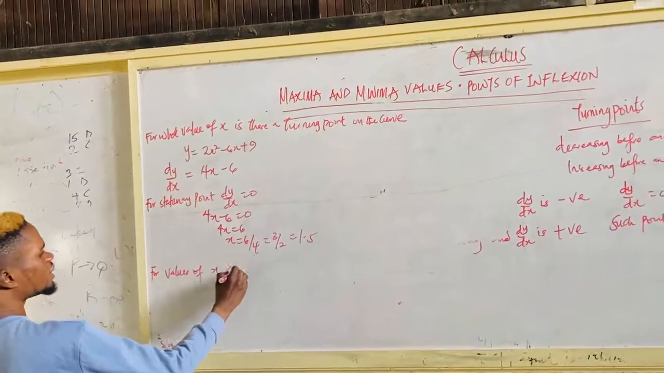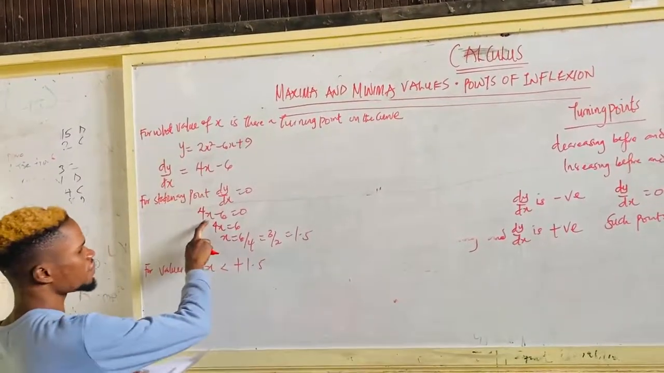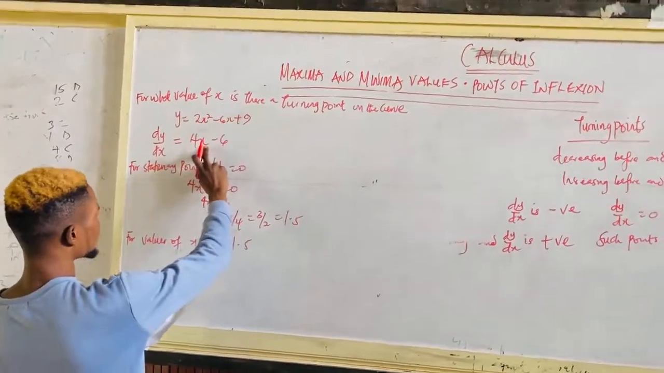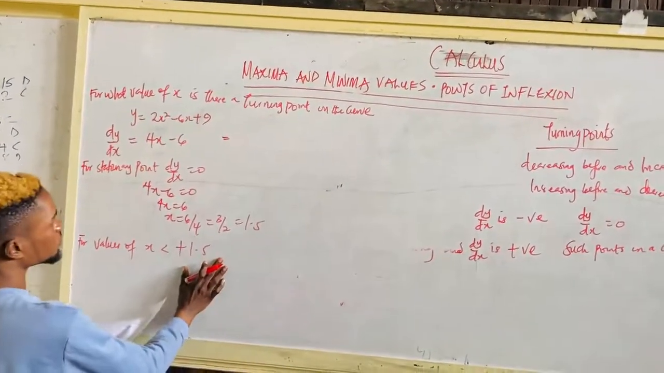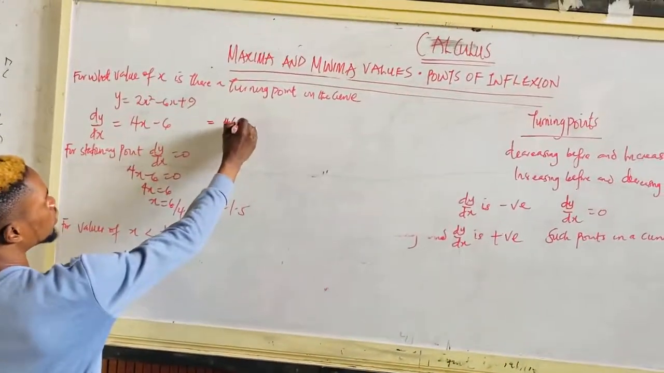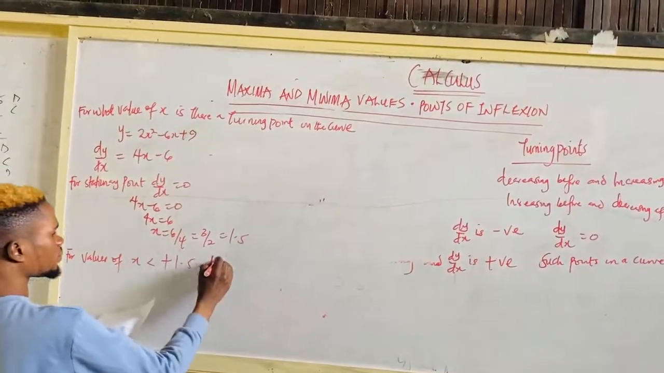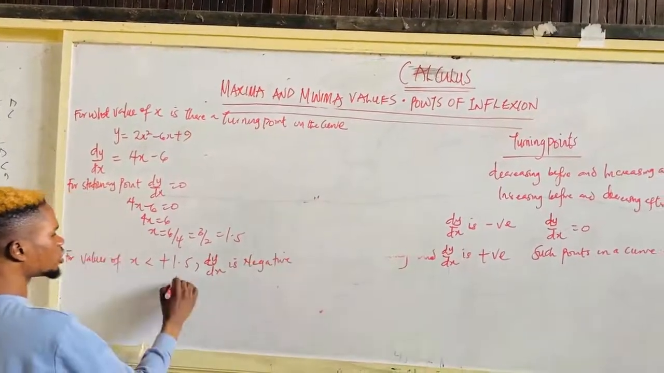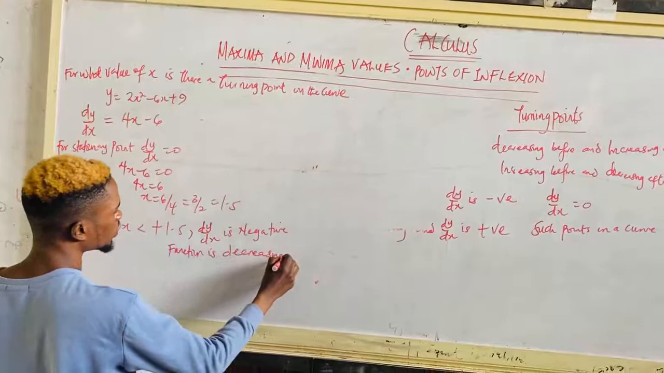Now for values of x less than 1.5, what will happen? When we input 1.5 here, that's 3 over 2. So that's 4x minus 6. If we input a value of x less than 1.5, let's say 1, that's 4 times 1 minus 6, that's minus 2, which is negative. So dy/dx is negative. So if dy/dx is negative, that means the function is decreasing.